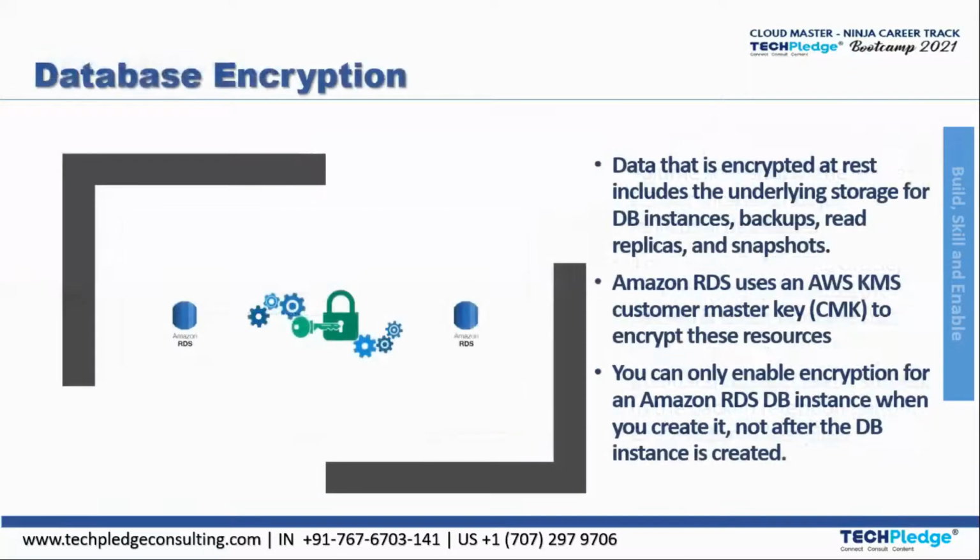Next is database encryption. Encryption means security. Security will be checked for encryption at rest and in transit. Data that is encrypted at rest includes the underlying storage for the database instances, backups, read replicas, and the snapshots. So all of these are covered by encryption at rest.